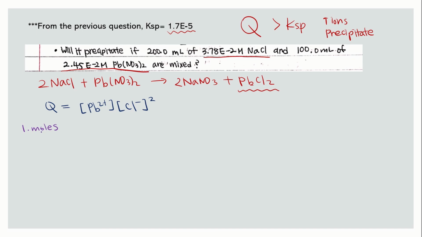So first, for the moles, you have 3.78 E negative 2 molar NaCl, so Cl minus, in 0.200 liters of solution. Then to find the moles of Cl minus, you have to multiply these, so you get 7.56 E negative 3 moles Cl minus. And in order to find the concentration of Cl minus, you have to divide this by the total volume of the solution.